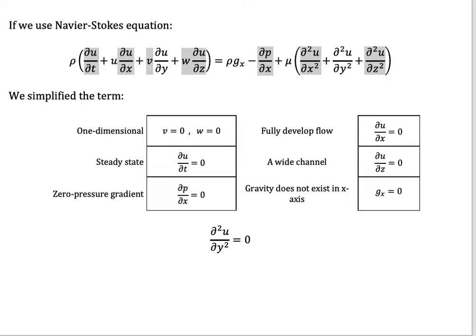If you want to use the Navier-Stokes equation, this is the common Navier-Stokes equation. Because we are discussing only 2-dimensional, x and y, we assume there is no velocity v and w. It is steady state, so the velocity remains constant with no changes with time, so du dt is equal to 0. It is also a fully developed flow, so du dx is equal to 0. So all of this is equal to 0.